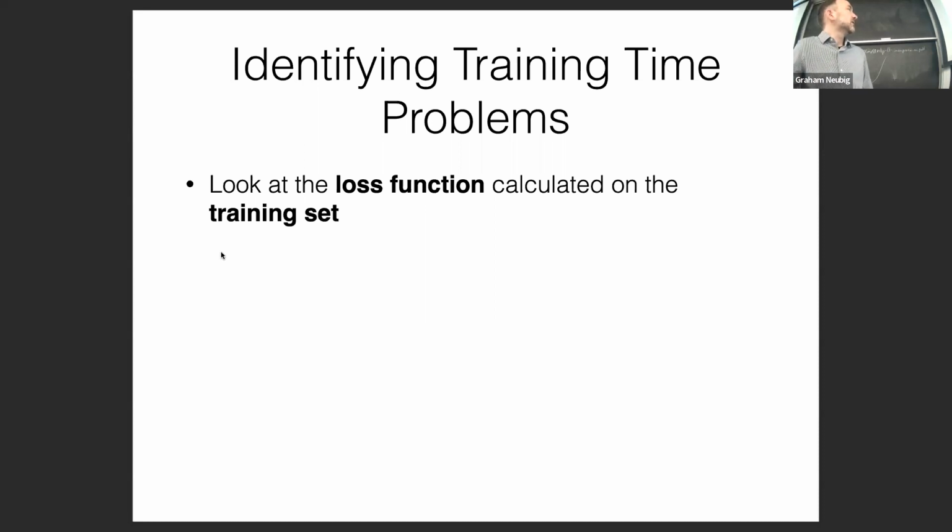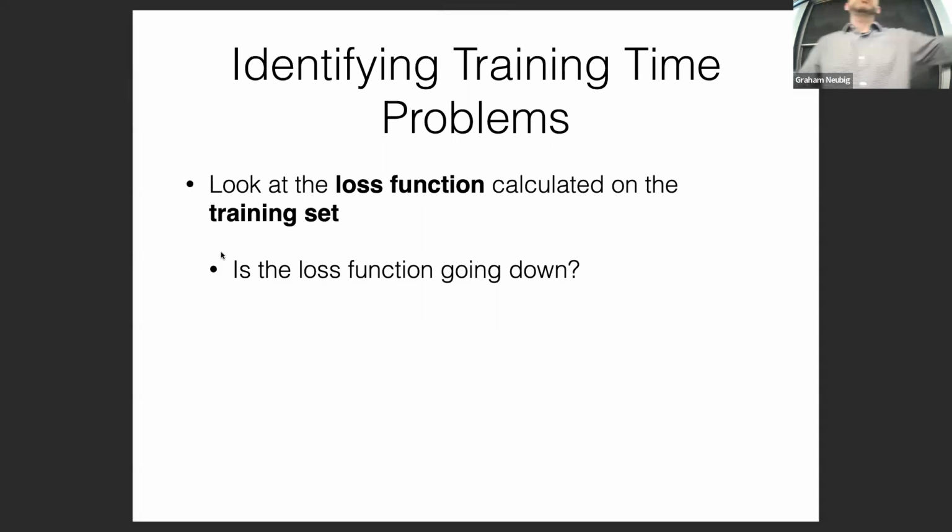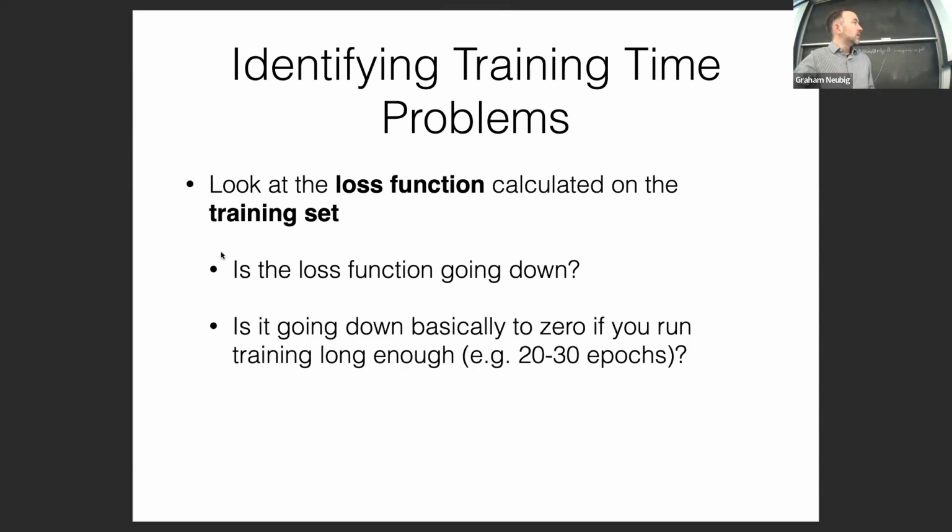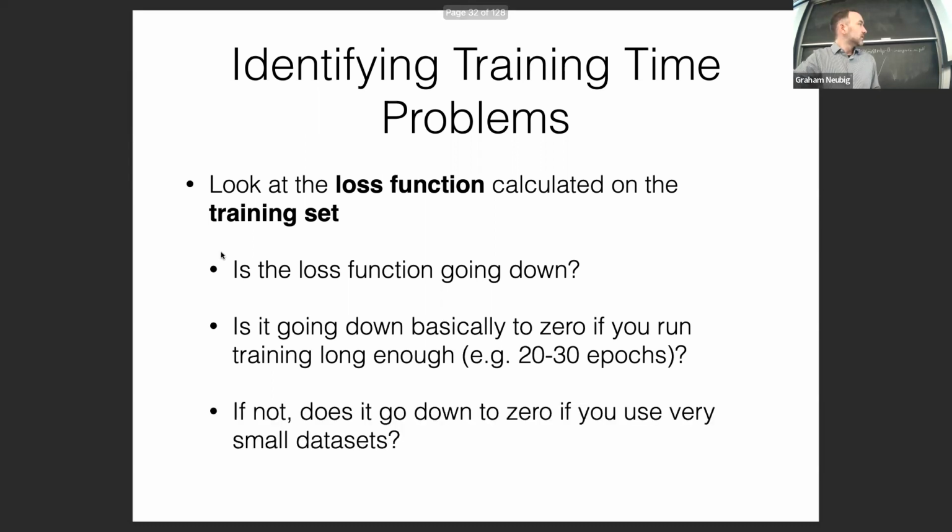So in order to identify training time problems, if you look at the loss function calculated on the training set, what you'll want to be looking at is whether the loss function is going down on the training set. Also, is it going down basically to 0 if you run training for long enough, especially on a smaller data set? So if your loss function is not going down to 0, you're not being able to overfit the data. And that indicates that you have a problem.